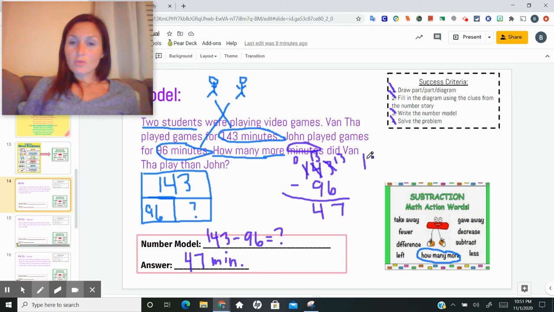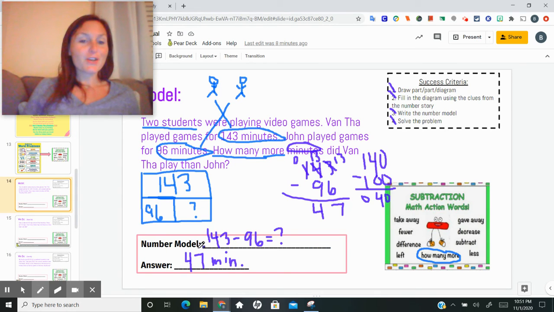143, that's close to 140. I'm going to make 96 close to 100. So 140 minus 100 is close to 40. So is 40 close to 47? It's pretty close. So I know my answer makes sense.